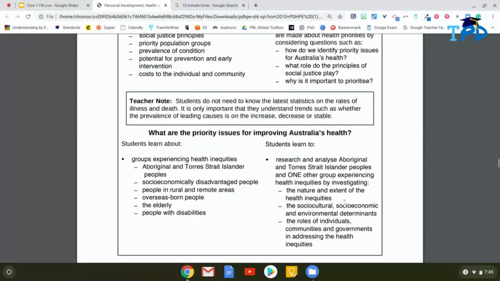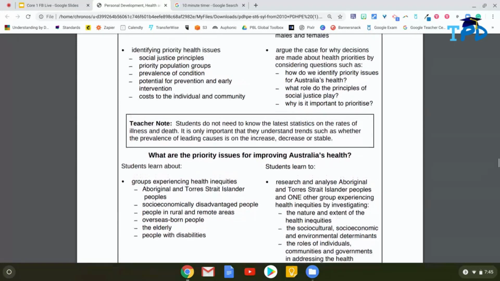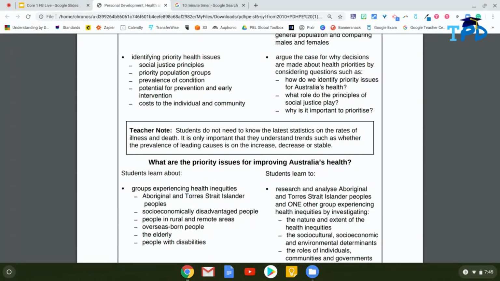We have to think about the sociocultural, socioeconomic, and environmental determinants, which are actually going to come back to your social justice principles, because your social justice principles are all about considering those determinants and whether or not someone has been brought up in an inequitable state. So if they have lower socioeconomic status, that's going to affect them. If they're in rural and remote areas and have less access, that's a social justice issue.